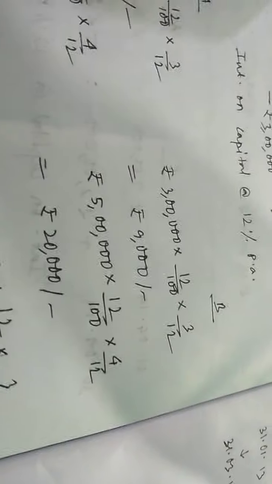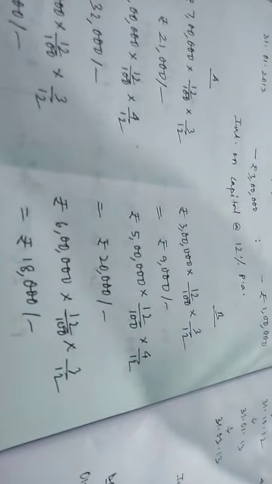Similarly, if we see for B, the starting capital was 3 lakh into 12% into the number of months, which is the same, 3 months here, it will give us 9,000. Then rupees 2 lakh was added. So 3 lakh plus 2 lakh will give us 5 lakh into 12% into 4 months, that will give us 20,000. Thereafter 1 lakh was added more. So 5 lakh plus 1 lakh will become 6 lakh. 6 lakh into 12% into 3 months will give us 18,000.